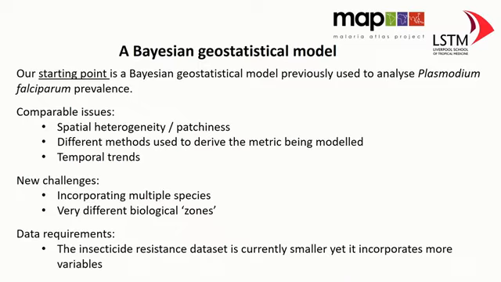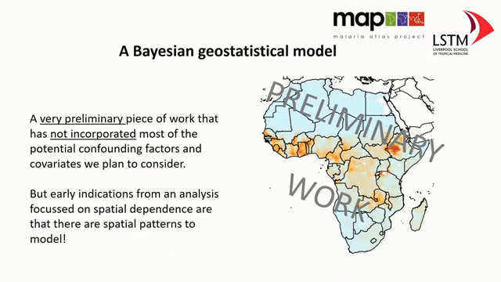Coming on then, we have started to do a little bit of preliminary work. I've talked about a whole range of confounding factors that it's important to take into account, and it's very important to note that this map has not done that. This is something very preliminary, mainly focused on the spatial dependence issue. And the good news is that we have found spatial patterns to model, so it is worth continuing. But this, as I say, is just a first step in exploring the data and how we're going to model it.